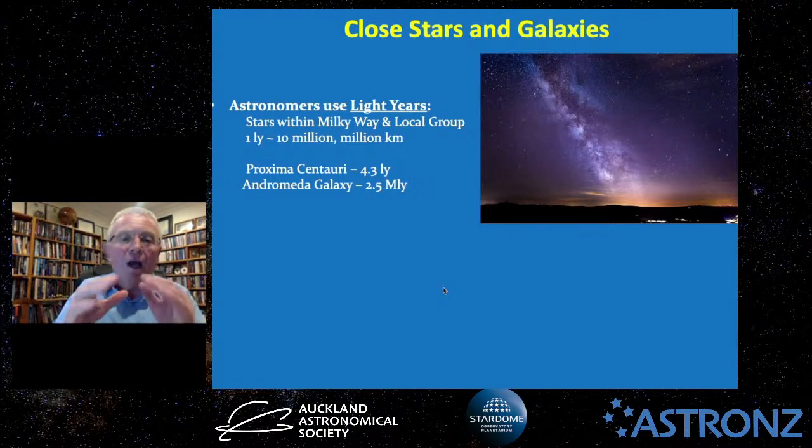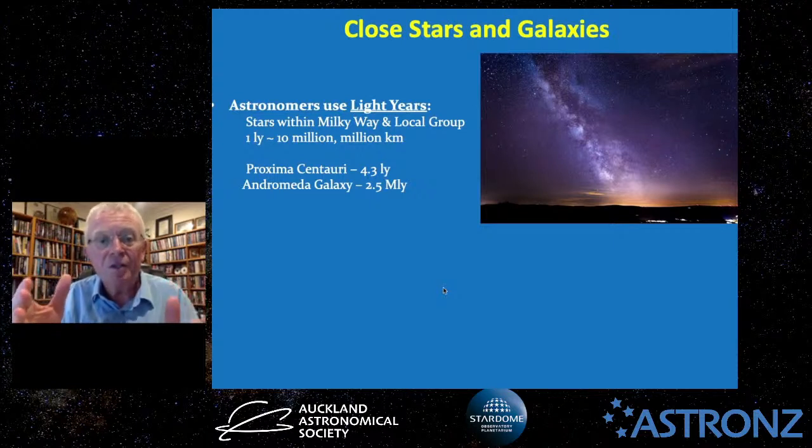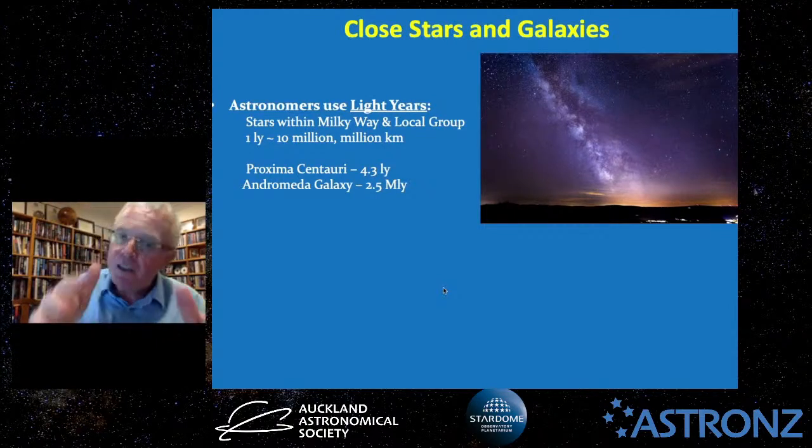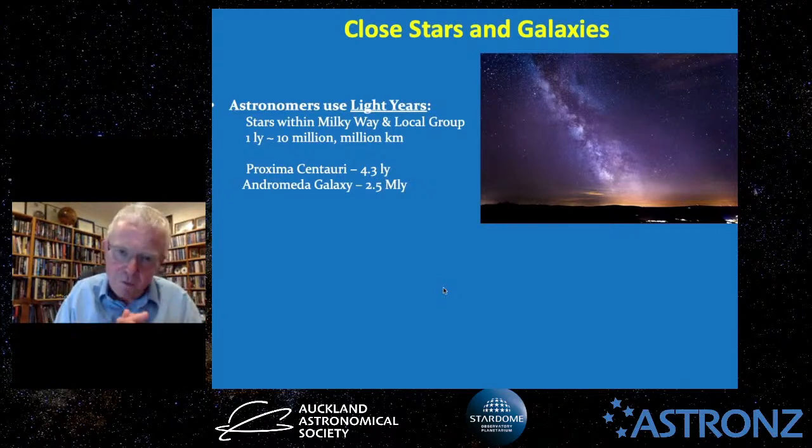So they use light years to measure the distance to stars within the Milky Way and also our local group. It's like a little cluster of galaxies nearby to us. Just a couple of examples: Proxima Centauri, our closest star to our solar system, is 4.3 light years away. Andromeda Galaxy, our nearest large spiral galaxy within our local group, is 2.5 million light years away.